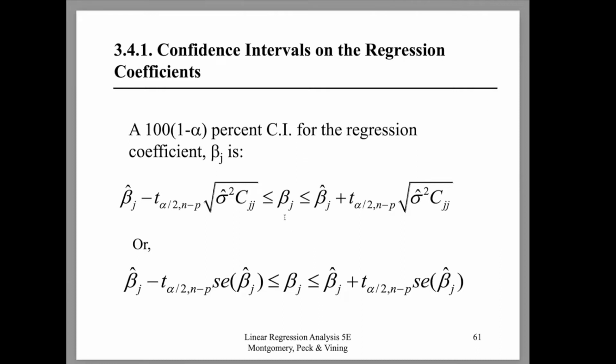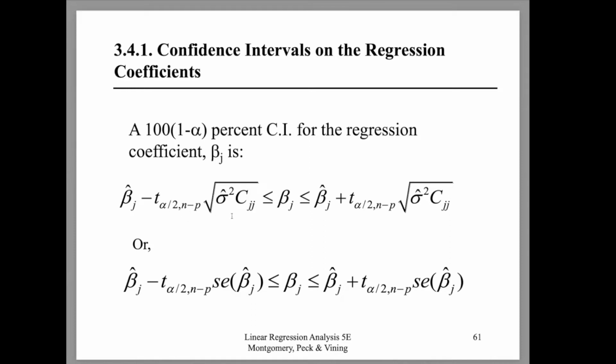And that's the same form we have here. The point estimator of beta sub j is beta sub j hat. The margin of error is the product of a t-value, and in particular, the upper alpha over 2 percentage point of a t-distribution with n minus p degrees of freedom. The n minus p, you'll recall, being the number of degrees of freedom associated with the mean squared error in the ANOVA table for the regression. That is the number of degrees of freedom that are associated with the estimator of the variance of the error term.